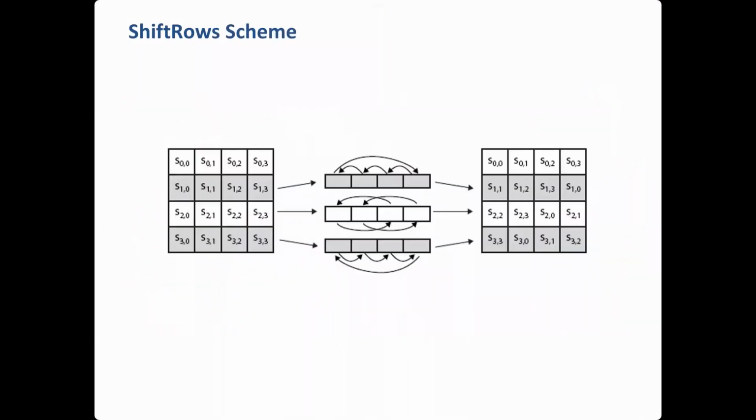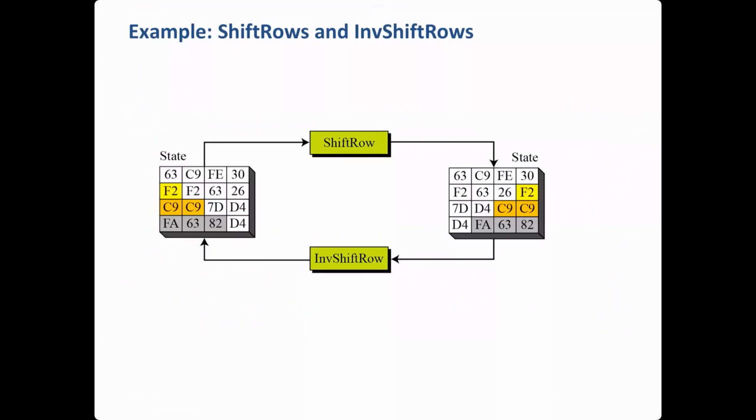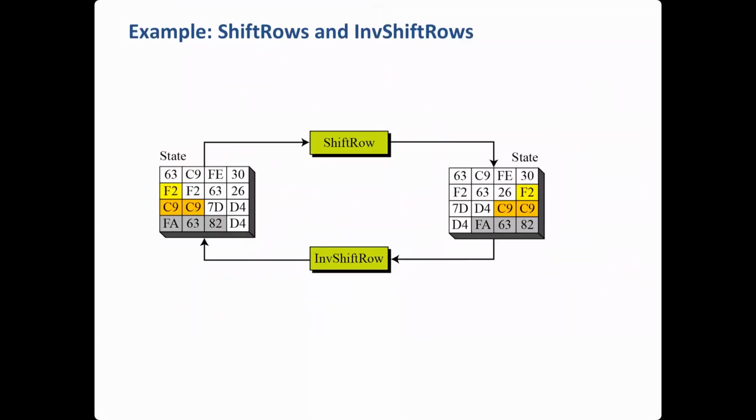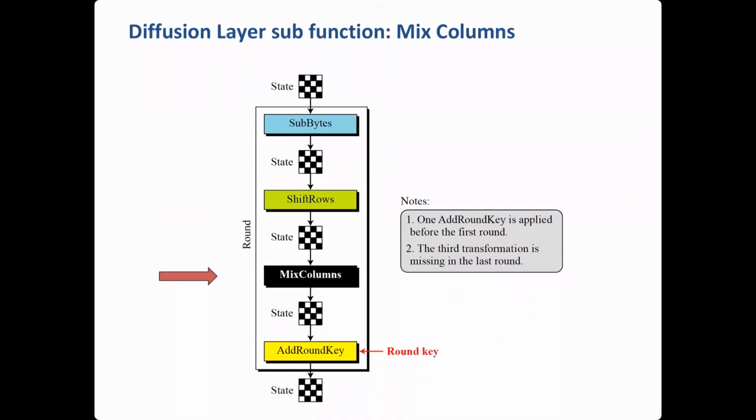Same thing we have shown here, exactly the same thing. What we have discussed here, go through this if you're not able to understand what we are doing using this diagram. So we have now done shift rows. Now next is mix column.